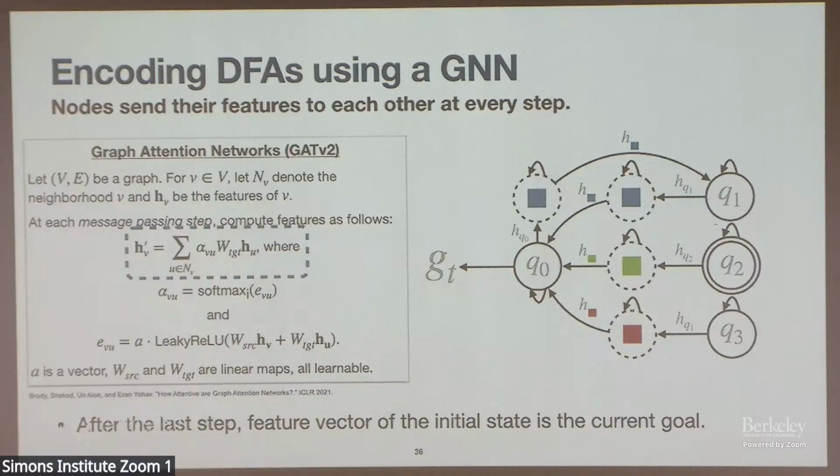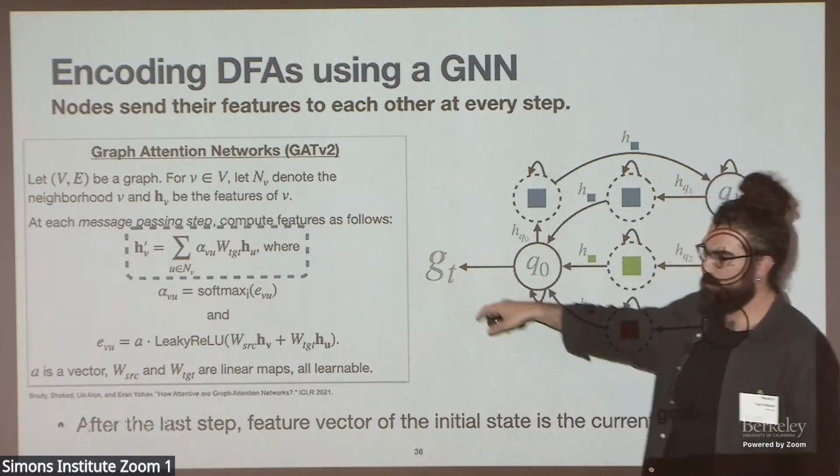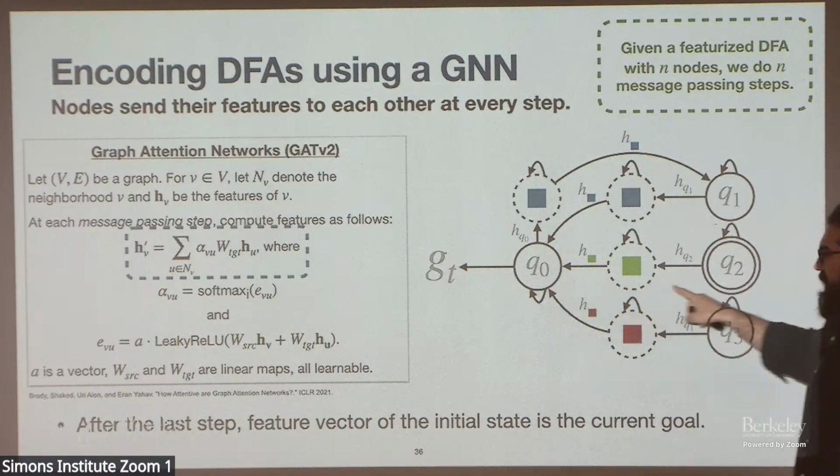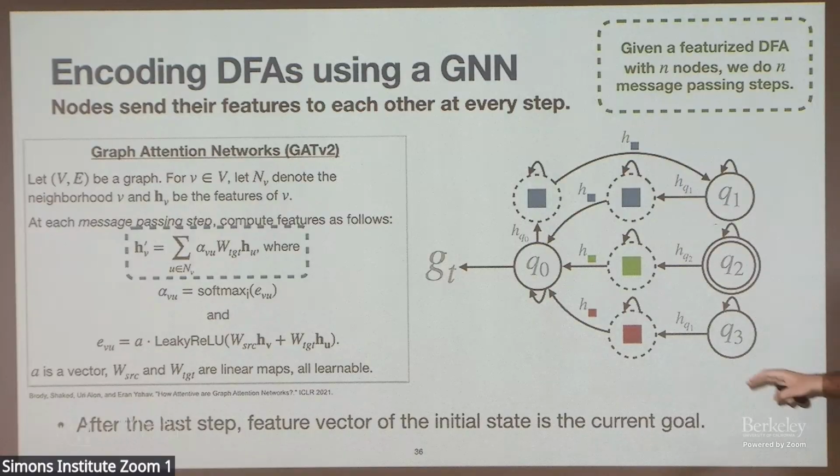Then after the last step, the feature vector of the initial state is your embedding. If in your featurized DFA you have n nodes, we do this message passing step n times. The idea is we want to get messages from even the furthest away states too. So we want this initial node to get messages from everyone.